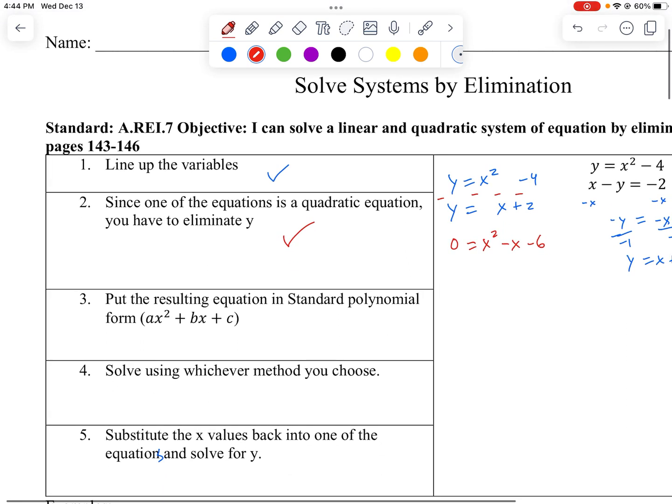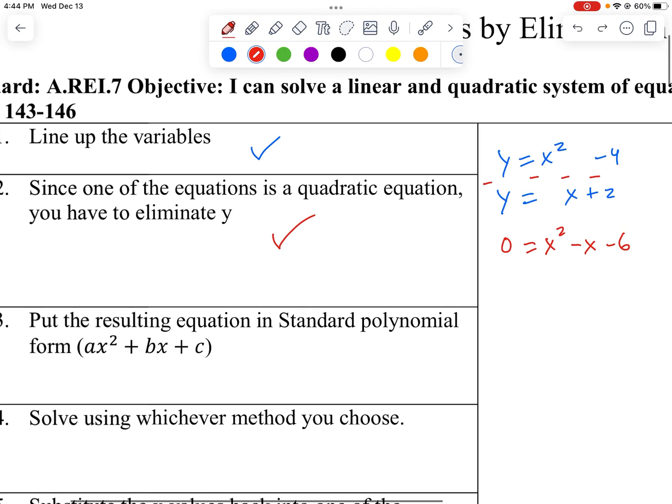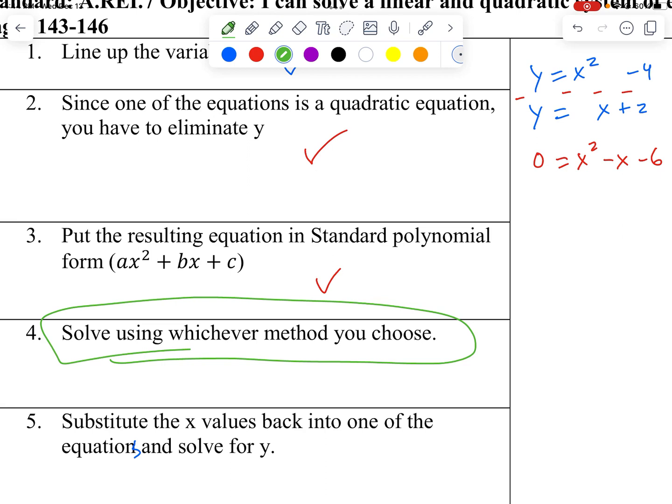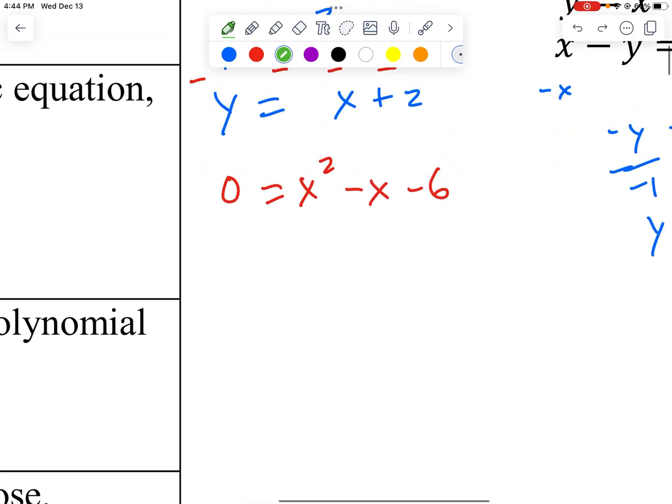Next part. Put the resulting equation in standard polynomial form. It's in polynomial form. Cool. We got x squared, x, and then constant term. So that part's done. I'll just put a check there. Next part, solve using whichever method you choose. This is when you can use things like factoring, completing the square, or the quadratic formula. I can see that this one is factorable, so I'm just going to factor it.